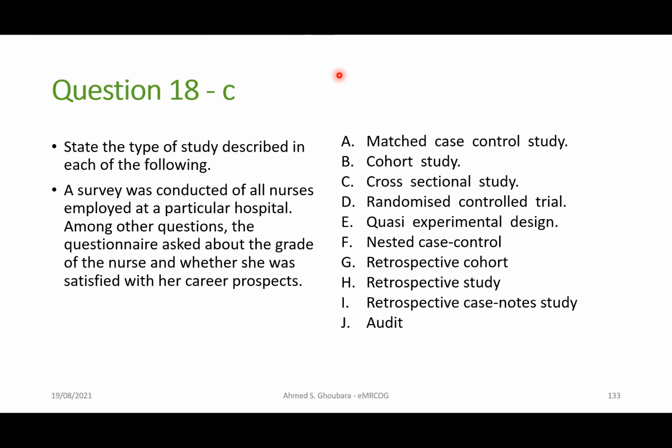Okay, so the clincher here is this word, survey. You're conducting a survey. Any word, survey, is actually the fancy plain English word for cross-sectional study. Cross-sectional study, survey, questionnaires, all this stuff, actually they are perfect for cross-sectional studies. Okay.